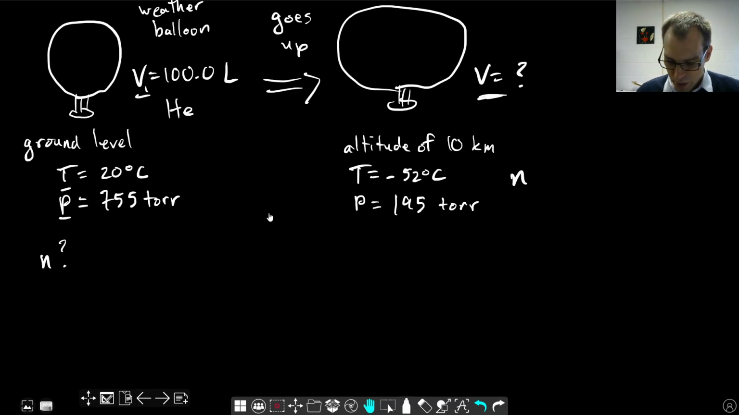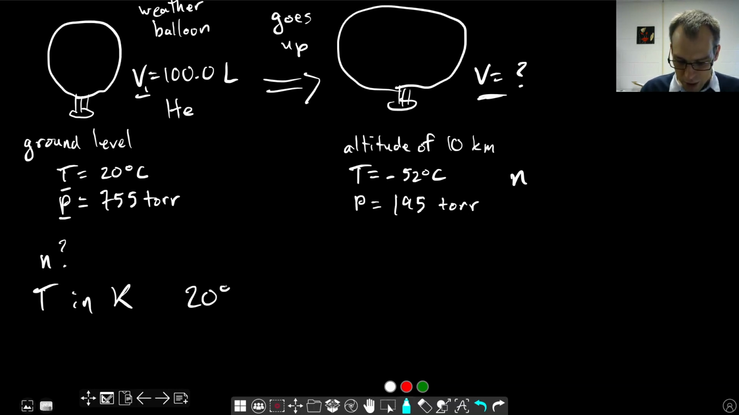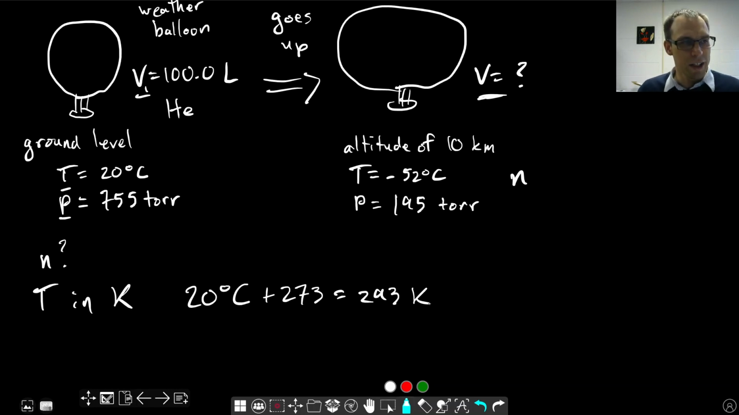All right, so first things first, whenever we're dealing with the ideal gas law, we need to convert all the temperatures to Kelvin. So our 20 degrees Celsius, to convert to Kelvin, we add 273. So that gives us 293 Kelvin. All right. Now, why do we add 273? It's because absolute zero is negative 273 degrees Celsius. So to get it into Kelvin, we add 273 to Celsius.